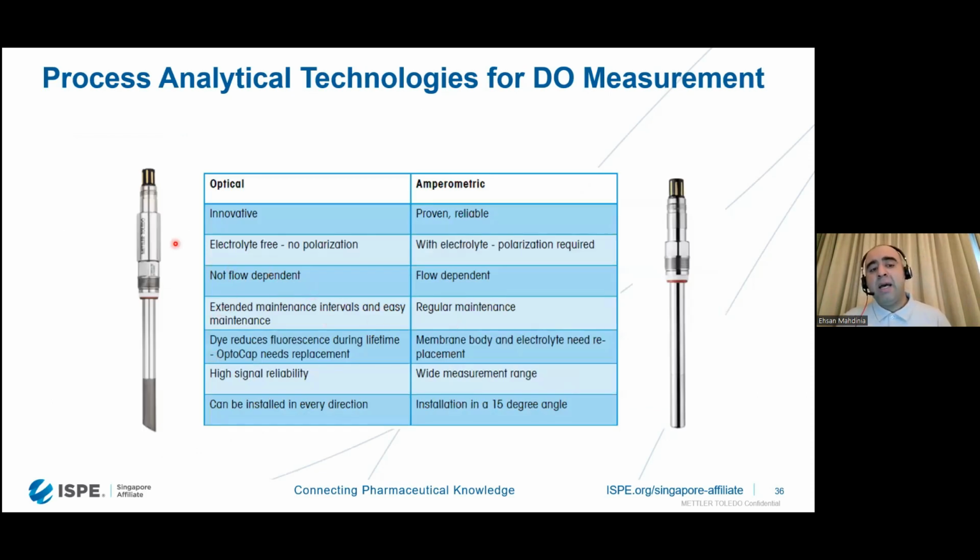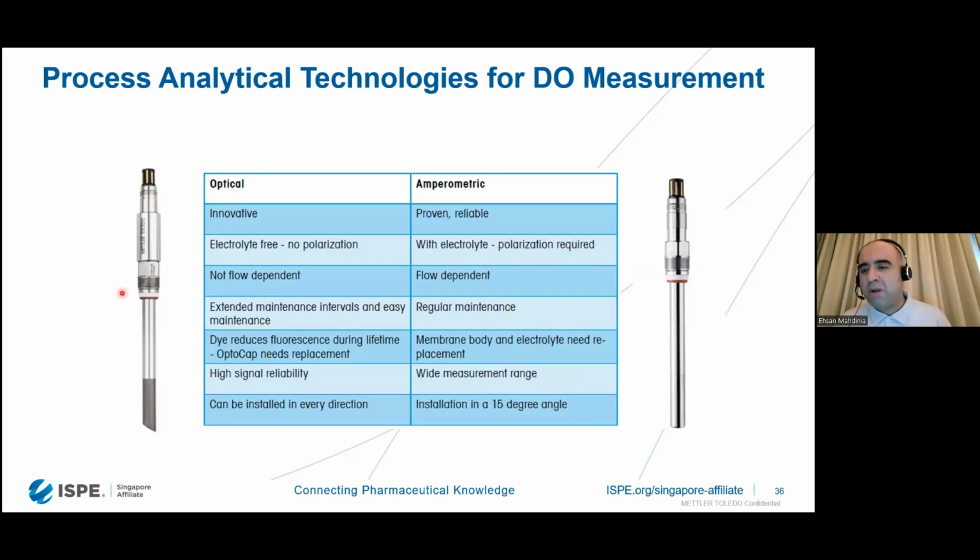Besides, with the amperometric sensors, whenever you change the membrane, you change the electrolyte, remember, you have to give it a minimum of 6 hours of polarization with the new electrolyte and the fresh membrane in there. That is a lot of downtime for the maintenance of the amperometric sensor.